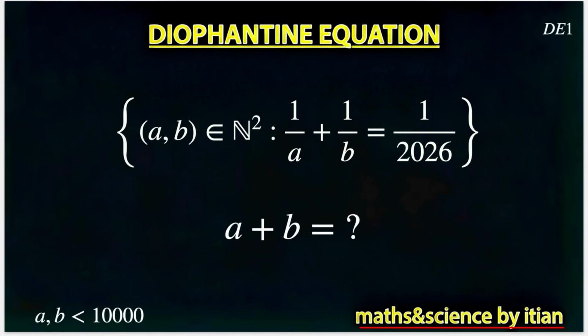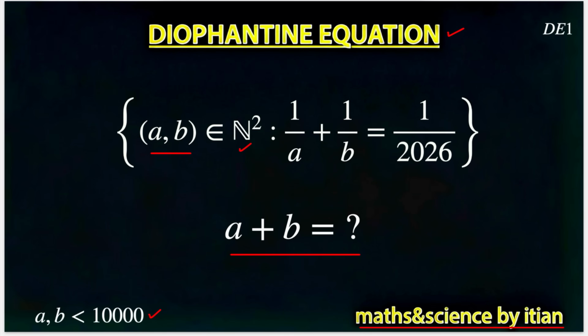In this lecture, I will be taking up a very good example in Diophantine equation, solving the Diophantine equation. Here, if you see, (A, B) is a pair, where A belongs to N and B also belongs to N, the set of natural numbers, and 1 by A plus 1 by B is equal to 1 by 2026. What will be the value of A plus B if A and B are less than 10,000?